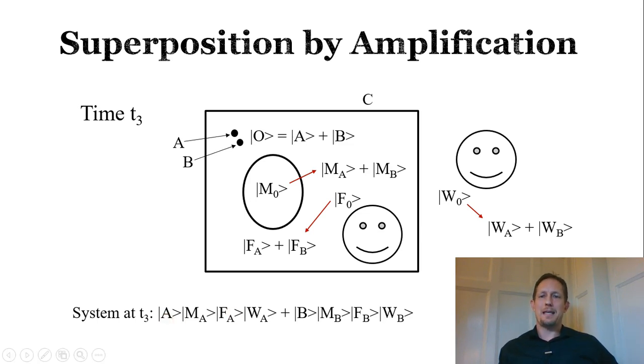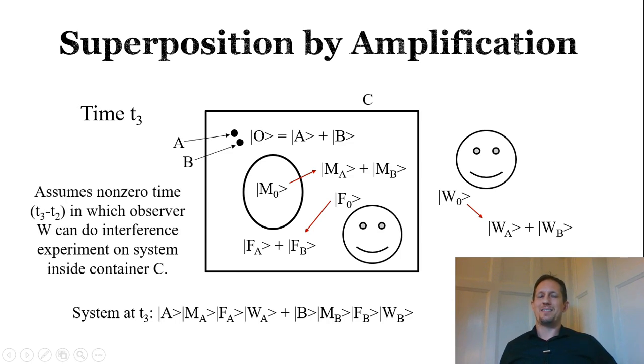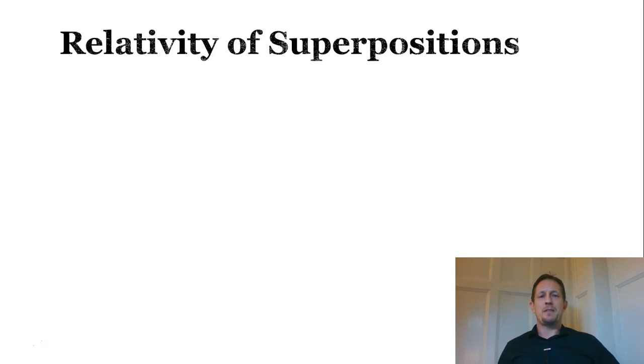So that's the idea, is that there is some non-zero time between time 2 and time 3 in which some observer, Wigner, can do some interference experiment to show that the system inside the container was in fact in a superposition state. That is Wigner's friend, or Schrodinger's cat. Here's the problem with that. If instead of looking at the system from the perspective of an external observer, we actually look at it from the perspective of the object itself.